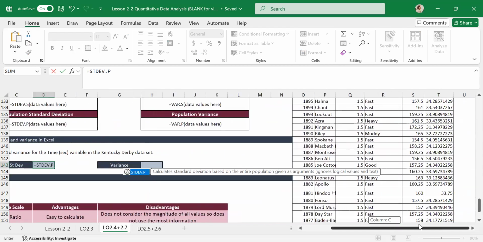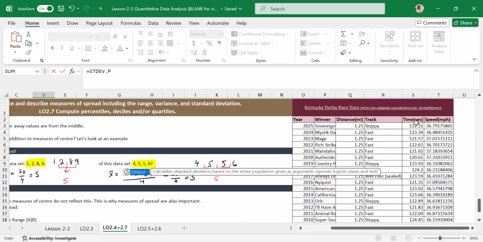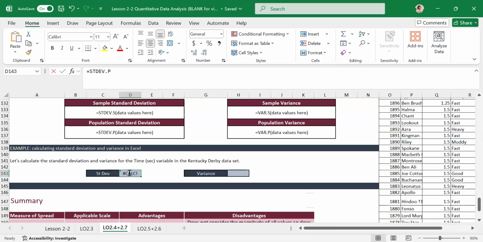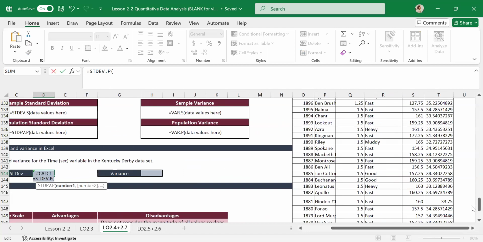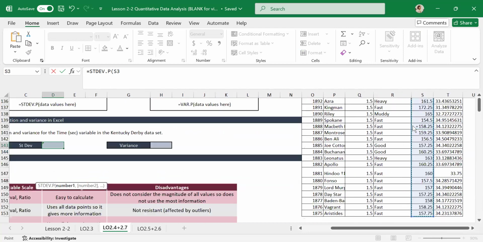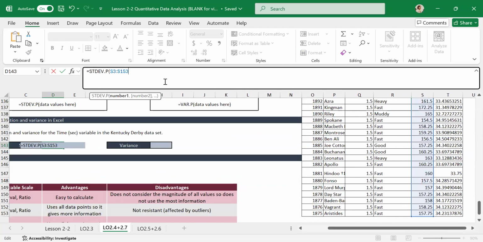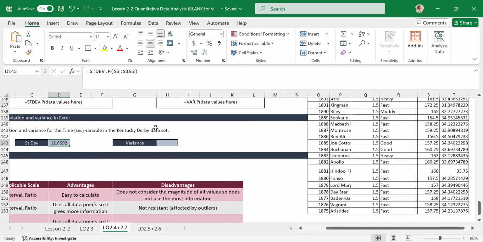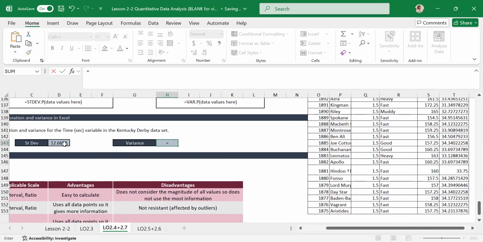So for the standard deviation, I'll start with stdev.p, open the bracket, and then select all the data for race times. And that's it. This will give you the standard deviation for the population. It's about 12.669 seconds.